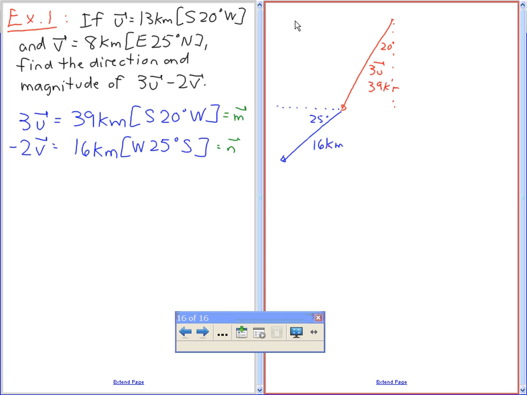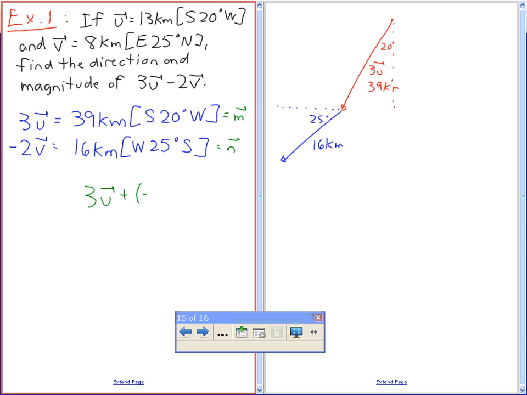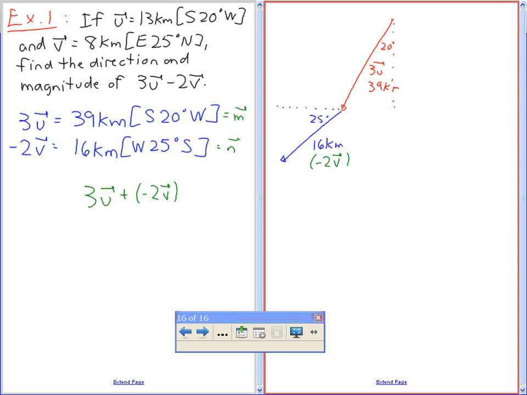Really what we're doing here is 3U plus negative 2V. This is negative 2V, and I just drew that. This is 3U minus 2V. Does that sort of make sense where the diagram came from?